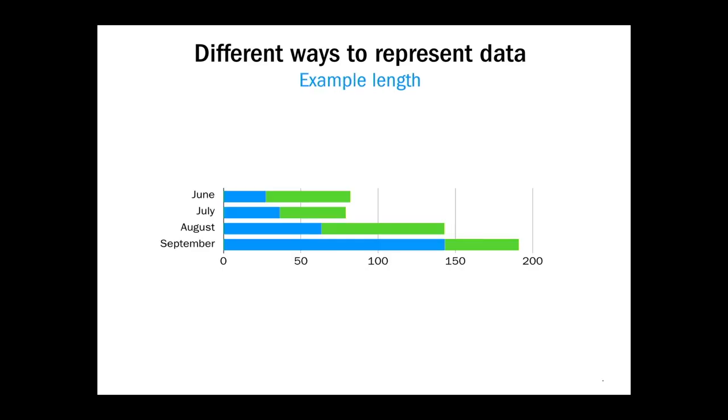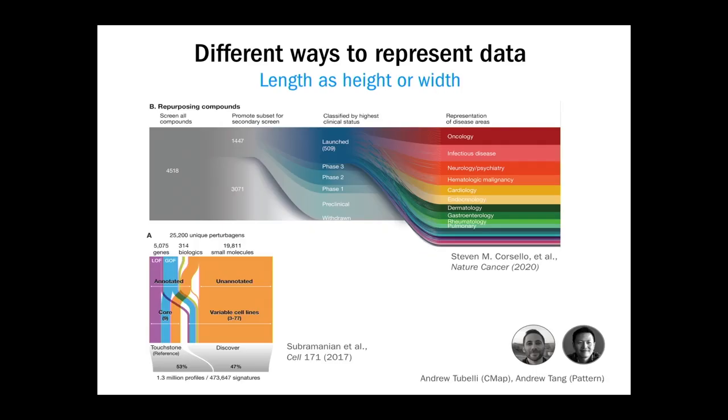But you can also think about length as width or height, and those are the basis for these types of diagrams called Sankey diagrams that we often like. They allow us to look at the provenance of data, how a data set or how a compound library evolves over time. And these are 2 published examples of Sankey plots.